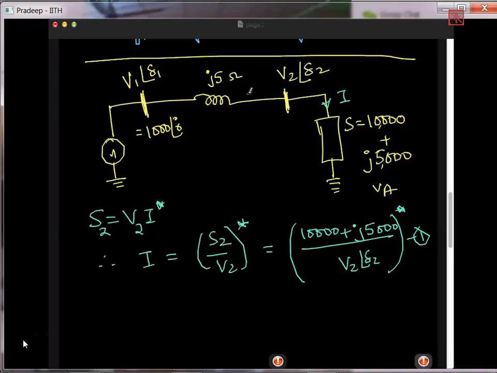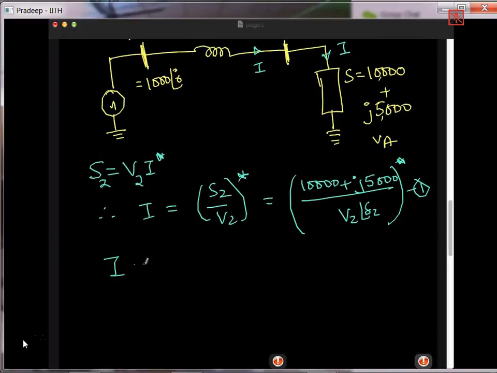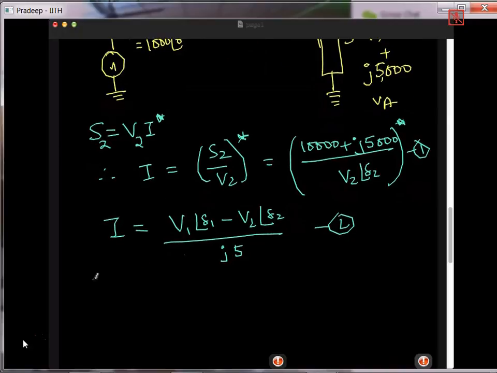Now the current, I have one more equation based on Ohm's law, nothing but V minus... So this is the current. So this I equals this I. Therefore, what is I equal to? V2 angle delta 2 divided by j5. So this is also current. This is equation 2. So equating 1 and 2.